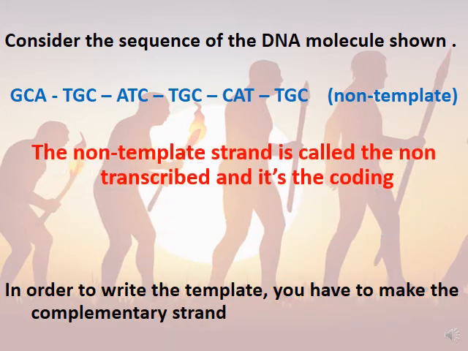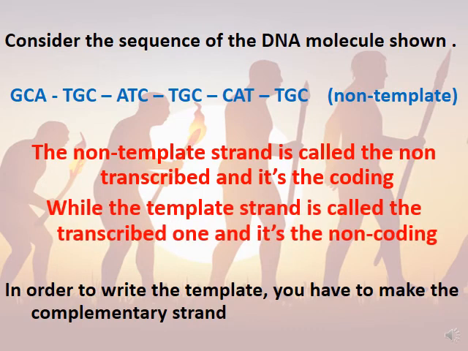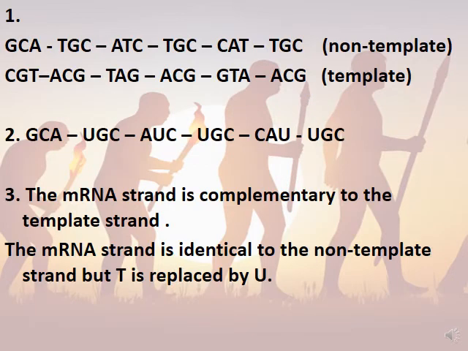So here you have to keep in mind that the non-template is called the non-transcribed, and it's called the coding. So you have to study these three names: non-transcribed, non-template, coding. While the template is called the transcribed and it's the non-coding. So if you want to find out the sequence of the mRNA as shown here, we can solve it in two ways. Either I can use the non-template, the non-transcribed, the coding.